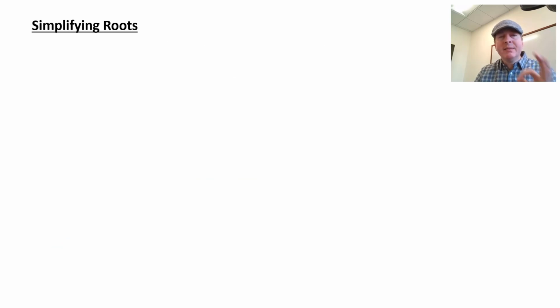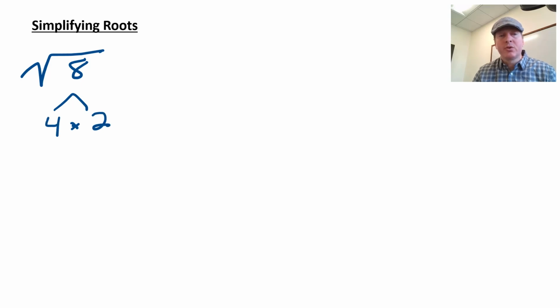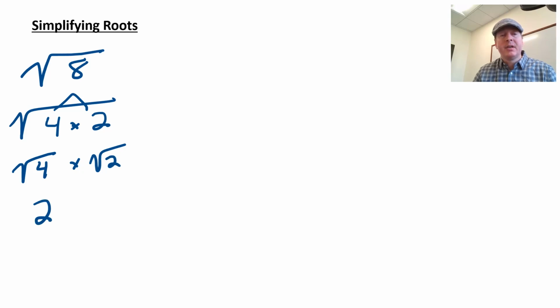Let's talk a little bit about simplifying roots. What does that mean? Suppose I wrote the square root of 8. Well, there's a different way I could write that. I could ask myself, does 8 have any factors, any divisors? Is it divisible by anything that is itself a perfect square? Yes, 8 is 4 times 2. 4 is a perfect square. So the square root of 8 is the same thing as the square root of 4 times 2. Well, you can separate those. That is the same thing as the square root of 4 times the square root of 2. That is the same thing as 2 times the square root of 2, 2 root 2.